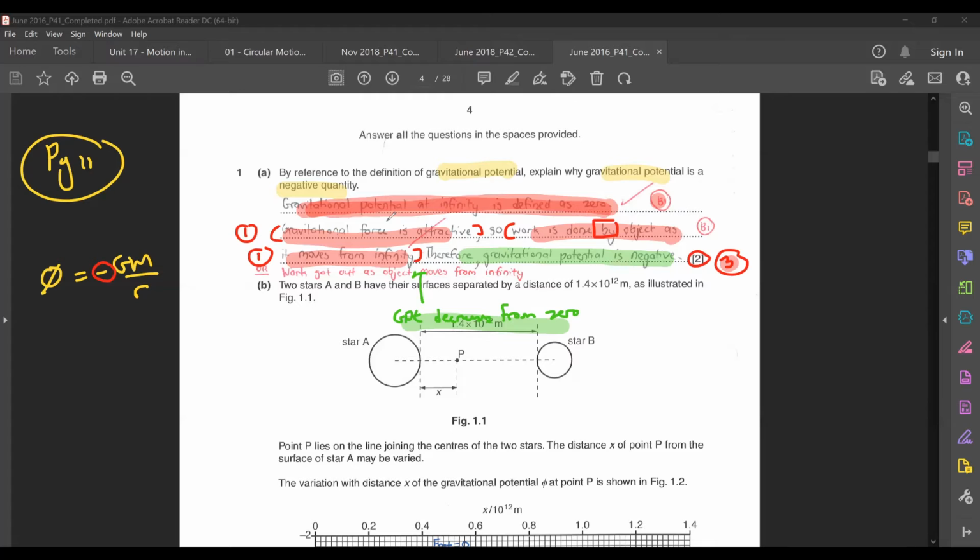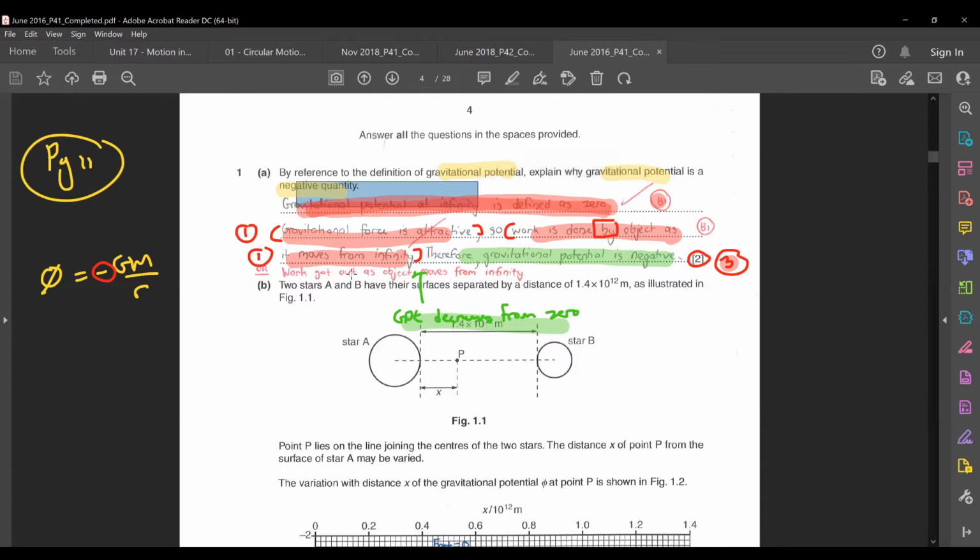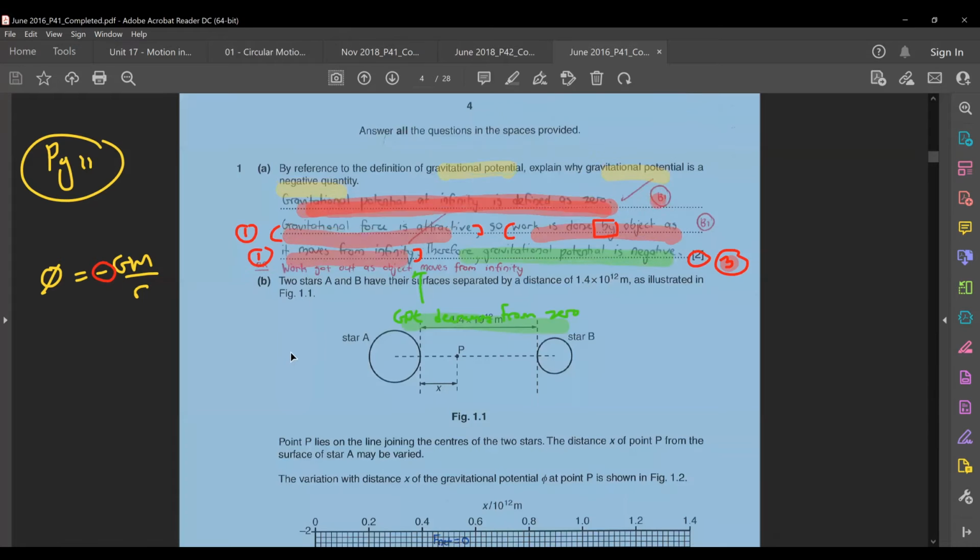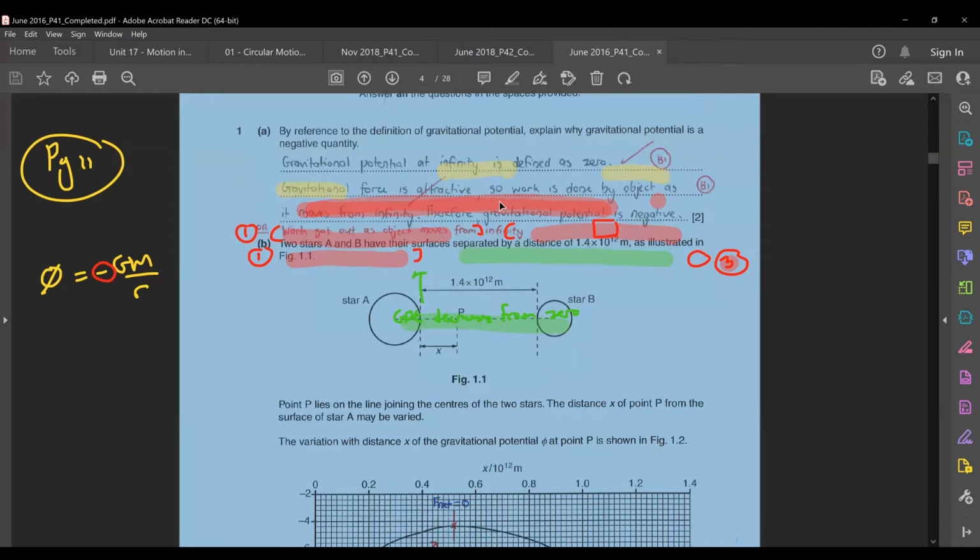Okay, so this is one common question that will come out. Just make sure you know there are always these 3 points. As long as you get the 3 points and write them out, it will fit all kinds of variations of explaining why potential is a negative quantity. All right, now the one that I really want to talk about is actually part B.